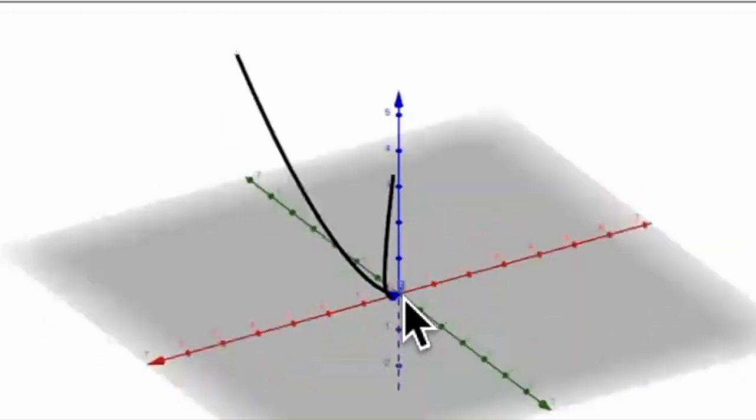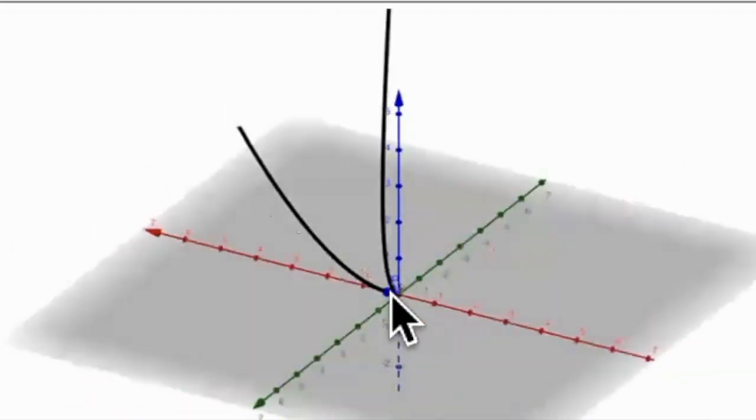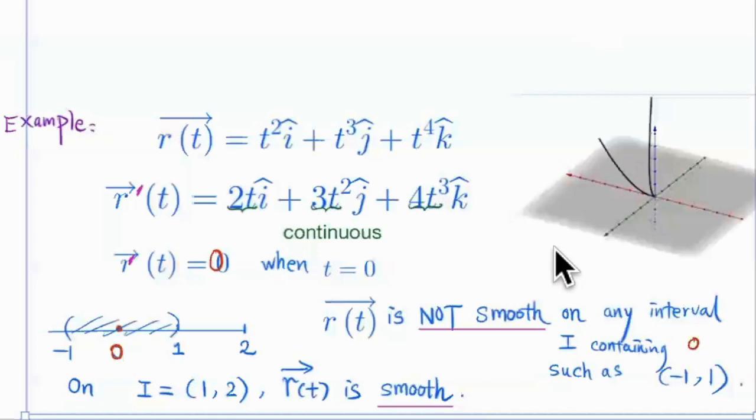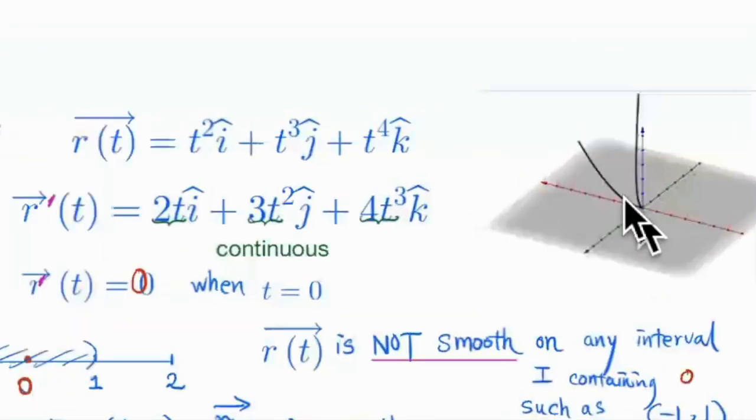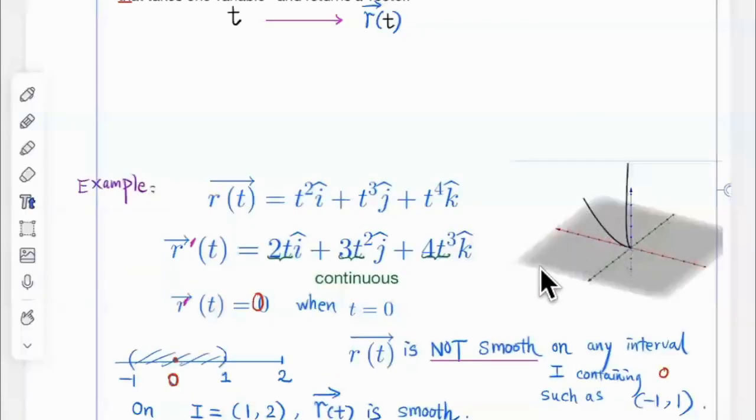However, when t equals 0, what happened here? There is a cusp, there's a corner over here. So the curve for this vector function is going to be smooth everywhere except when t equals 0. If you choose an interval that doesn't contain 0, the curve will be a smooth curve. And if the interval contains 0, let's say from -1 to 1, then you see that at t equals 0, you have a corner here, and it's not a smooth curve.